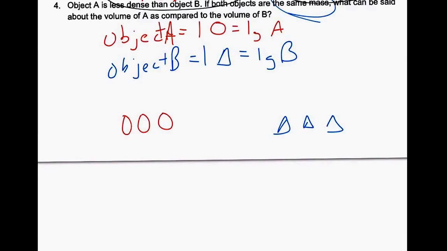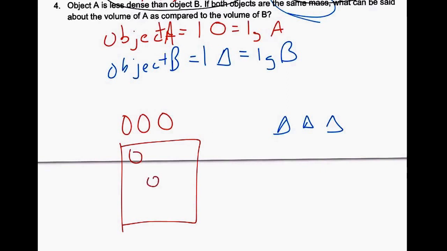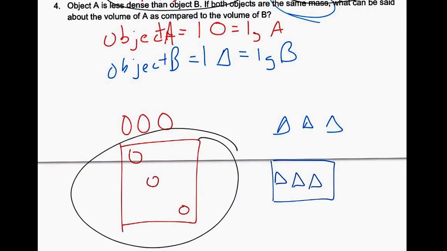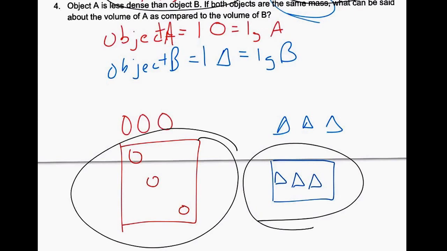But it said that object A is less dense. That must mean that there's more spacing, and the only way that there's more spacing is if the container is bigger. So object A has a larger volume than object B. Now there's mathematical ways to figure that out too, but drawing a picture certainly can help you think about that.